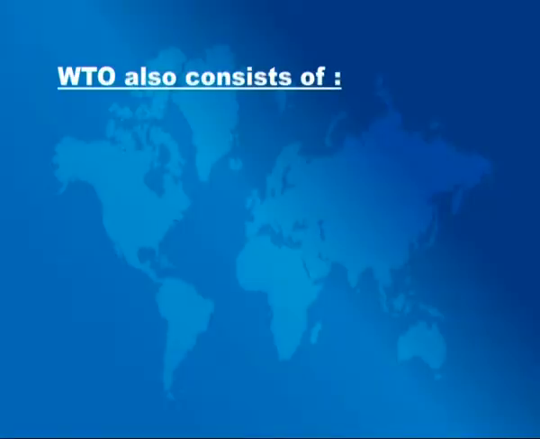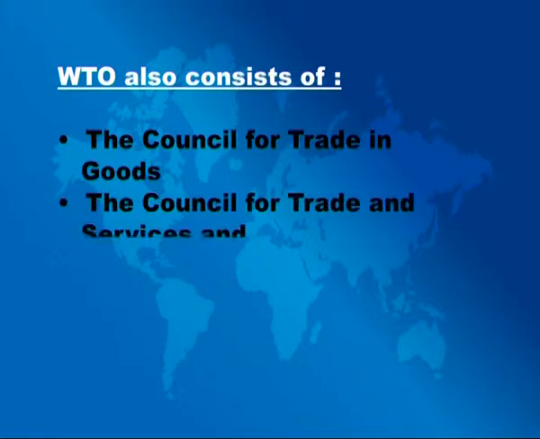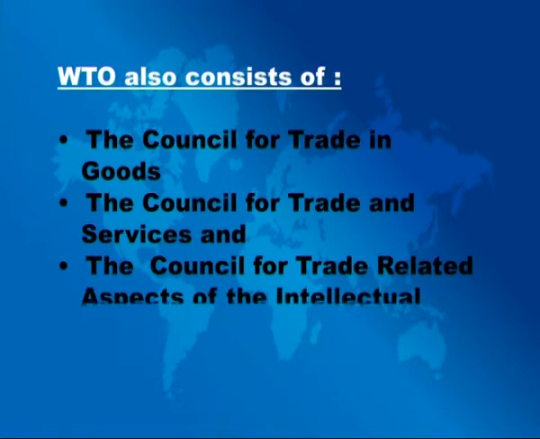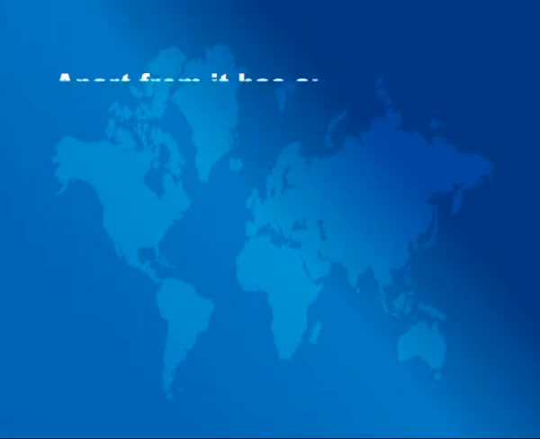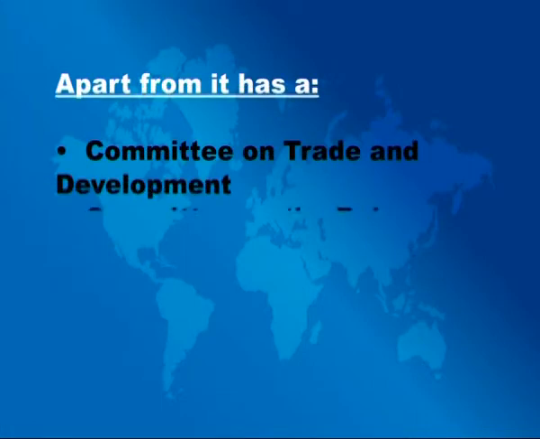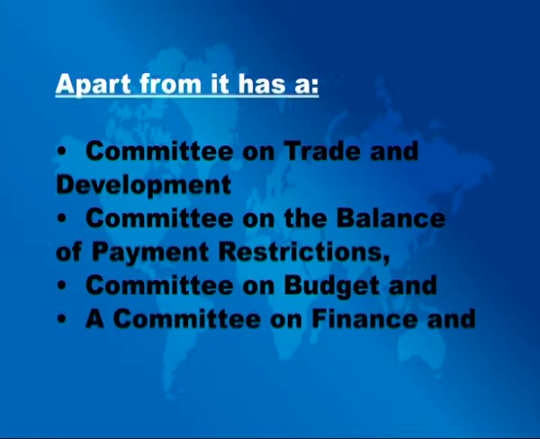WTO also consists of the Council for Trade in Goods, the Council for Trade and Services, and the Council for Trade-related aspects of intellectual property rights that operate under the General Council. Apart from it, it has a Committee on Trade and Development, a Committee on Balance of Payment Restrictions, a Committee on Budget, and a Committee on Finance and Administration.